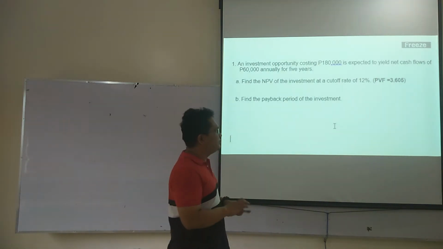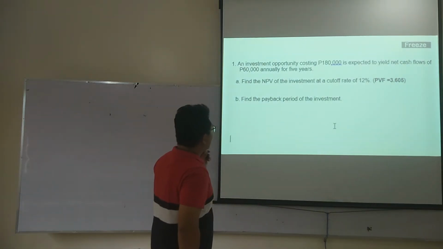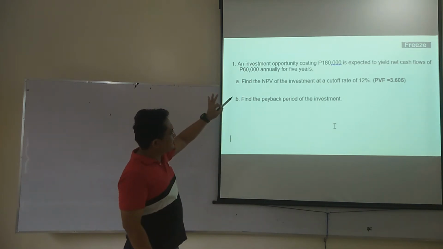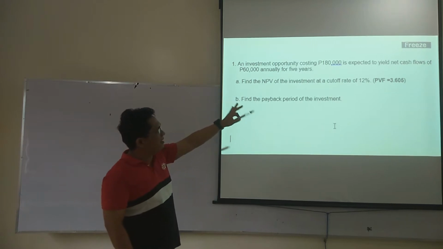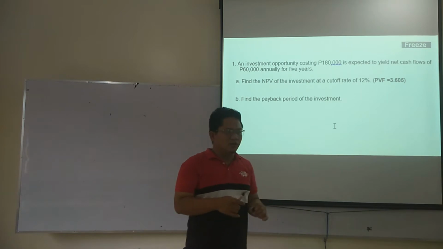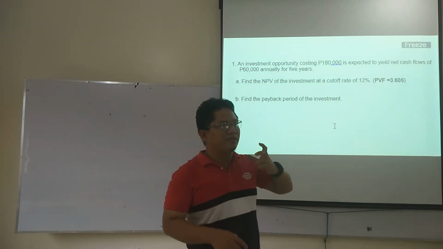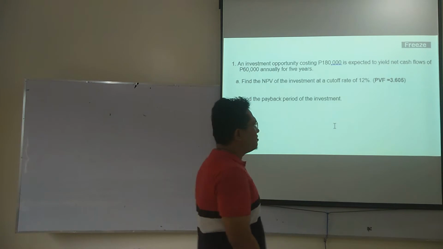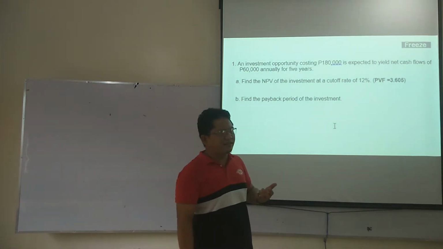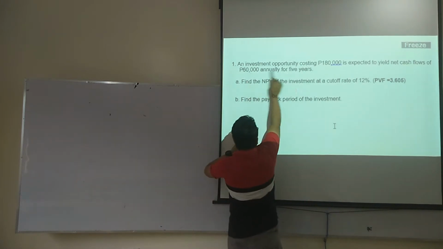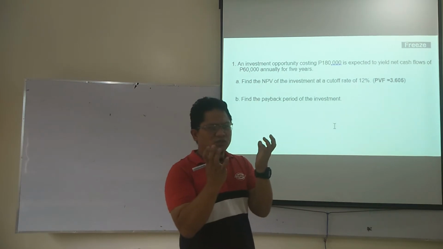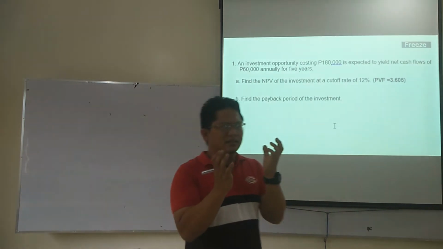So let's solve for the NPV of this investment in problem 1. Given its cost of 180,000 and a net cash flow of 60,000 for 5 years. If you look at it from a layman's perspective, obviously you will say that in 5 years' time, my 180,000 will become 60,000 times 5, 300,000. So 180,000 versus 300,000.